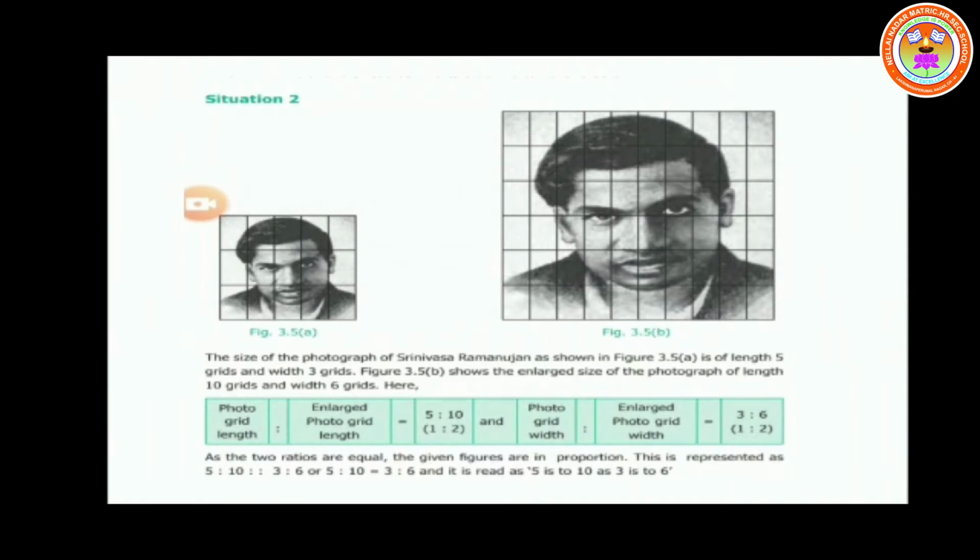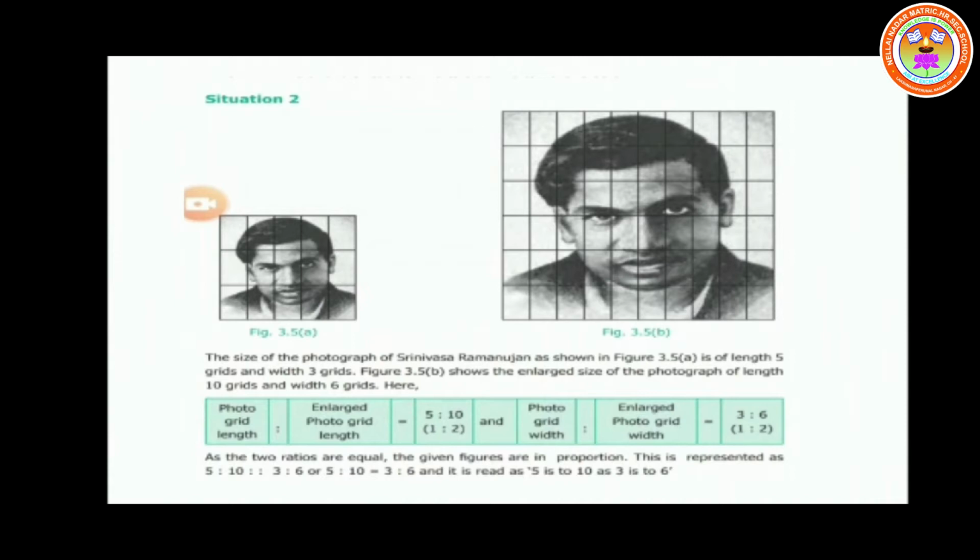Now listen, children. As the two ratios are equal, the given figures are in proportion. This is represented as 5 : 10 :: 3 : 6, or 5 is to 10 equals 3 is to 6, and it is read as 5 is to 10 as 3 is to 6. You can read it like this. I think you understood the meaning of proportion, that is, the two ratios are the same. You got both answers, 1 is to 2 and 1 is to 2, in both the length as well as the breadth of the photo grid. So now they are in proportion.